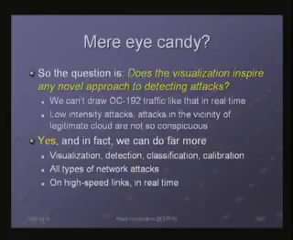Especially if you have a thick pipe like OC192, for every arriving packet, if you want to draw a dot, that's out of the question. Okay. That's one problem with that visualization when we want to use that for the real attack detection software.